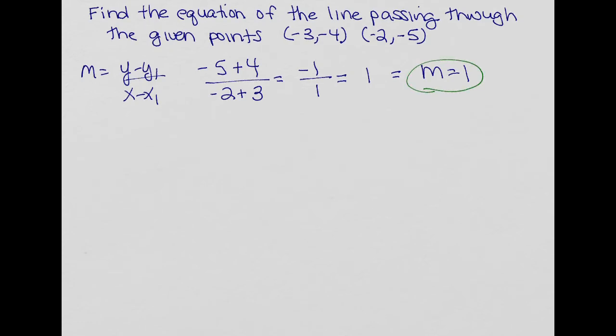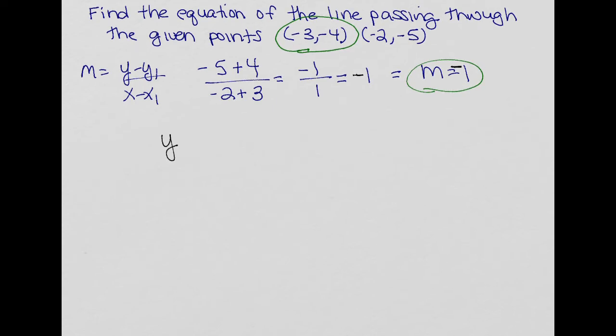A slope of 1, and we can use either point. I'm just going to go ahead and use the first one. Okay, actually my slope is -1. Geez. -1 divided by 1 is -1. Okay, so I'm going to use the slope of -1 and the point -3, -4.